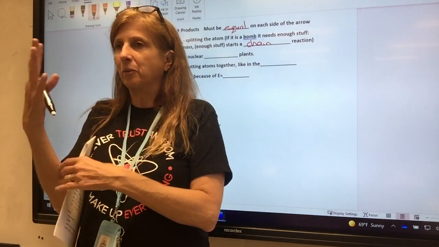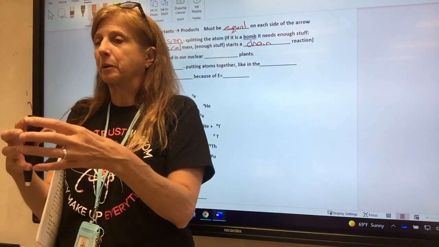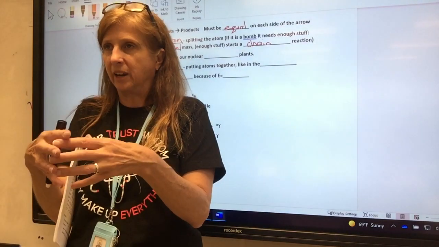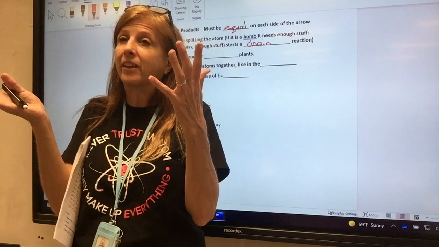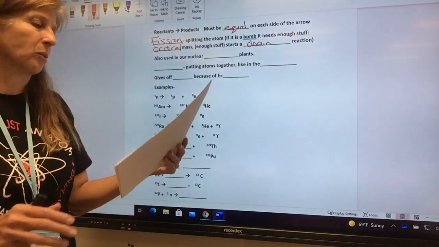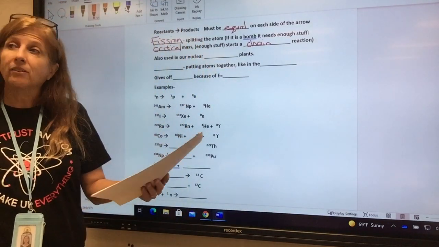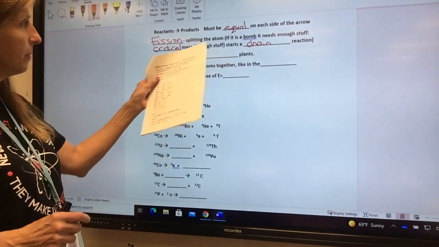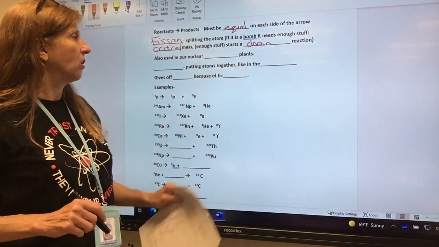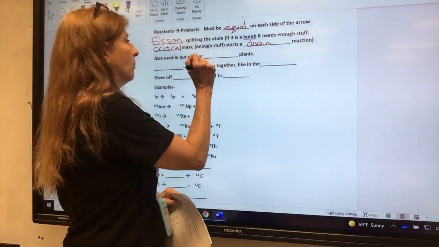And they made it anyway. Now, there was a small scale experiment where they had been able to control a chain reaction, Enrico Fermi, but they hadn't done it on a big scale and they did it anyway. But luckily the world didn't blow up, or none of us would be here. We're all younger than that. All right, so these fission reactions are also used in our nuclear power plants.